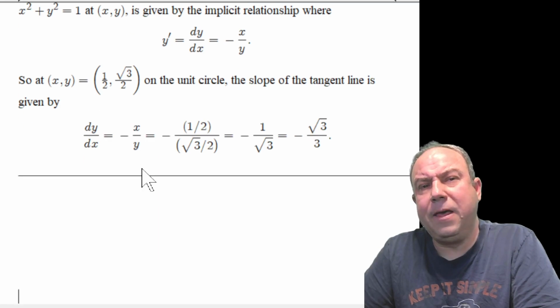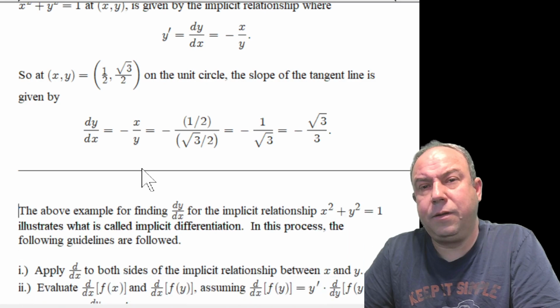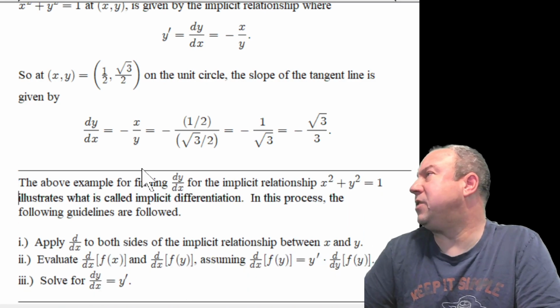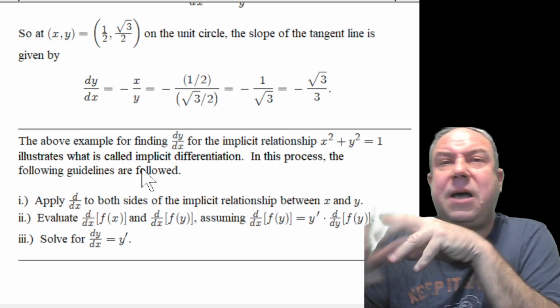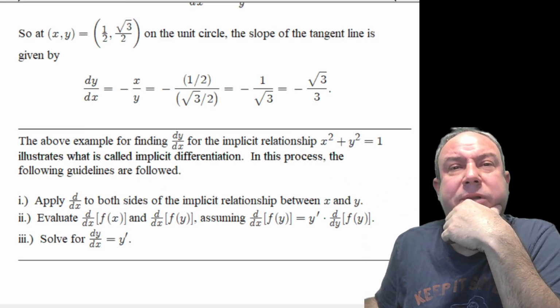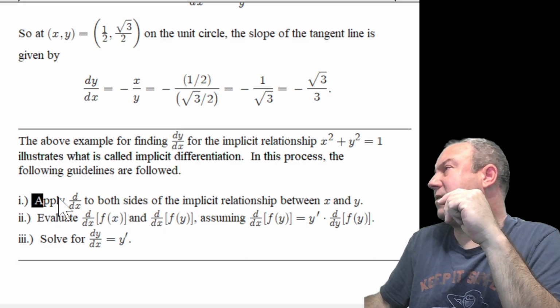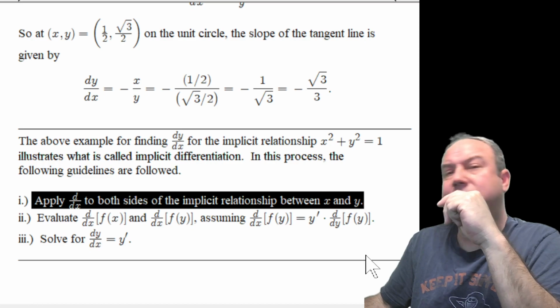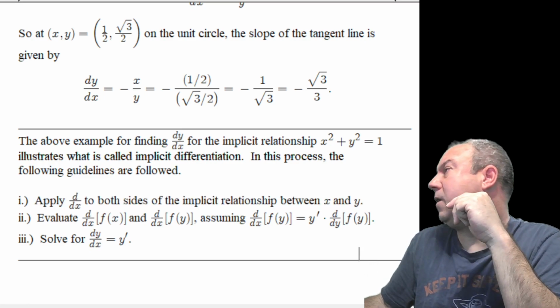All right. If we summarize that procedure, this is how we summarize the procedure for performing implicit differentiation. We can summarize it with these three guidelines.